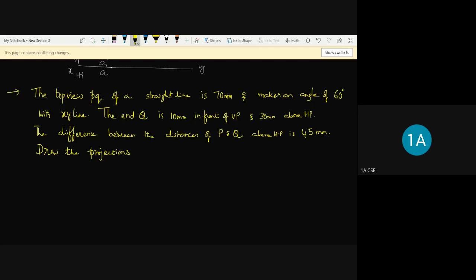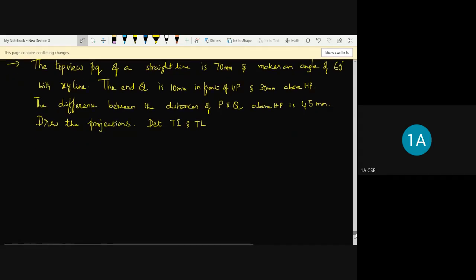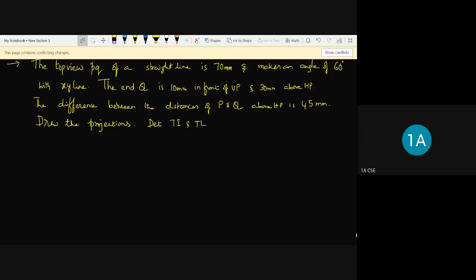Determine its true length and true inclinations with HP. Determine true inclinations and true lengths of the line PQ. So here, what is given? He has not given the true length of the line. He has given only one data, that is the top view of the line PQ.